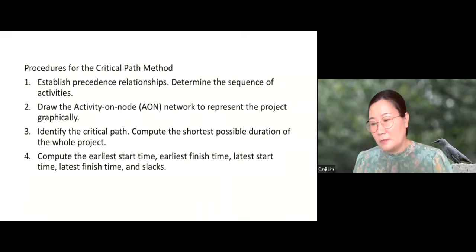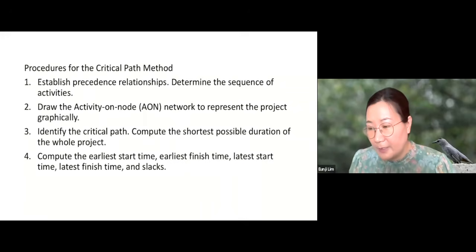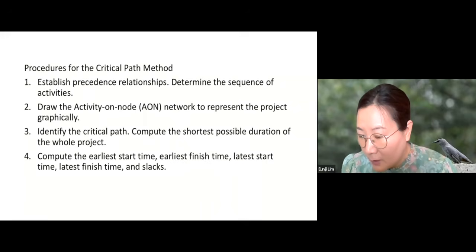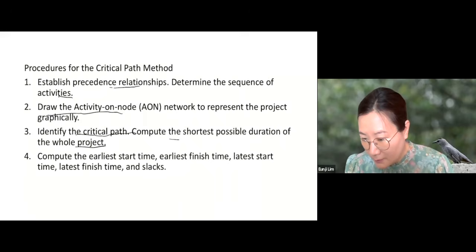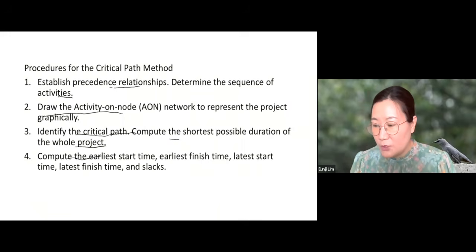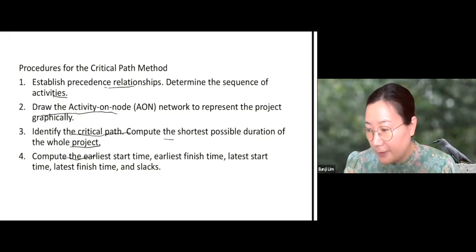So here are the procedures for the critical path method. Number 1, establish precedence relationships, determine the sequence of activities. Number 2, draw the activity on node network to present the project graphically. Number 3, identify the critical path, compute the shortest possible duration of the whole project. Number 4, compute the earliest start time, earliest finish time, the latest start time, the latest finish time, and the slack time.